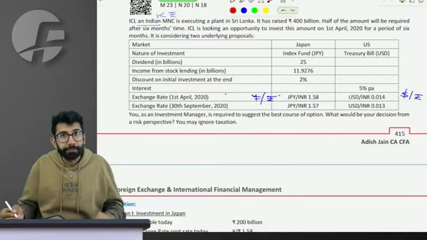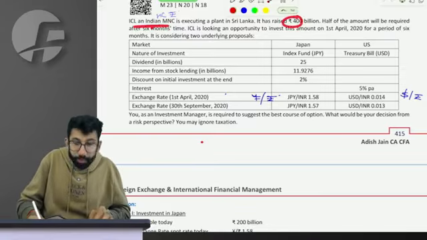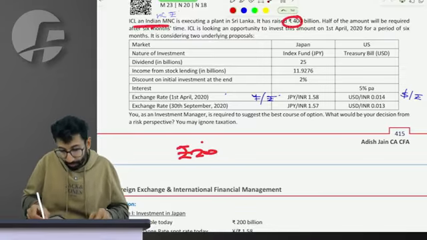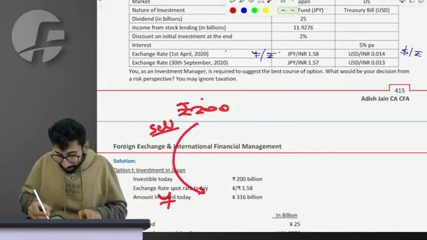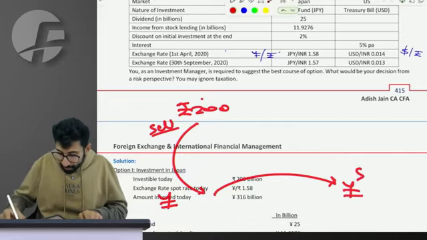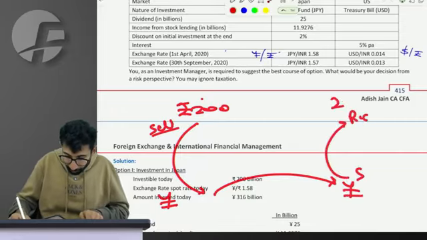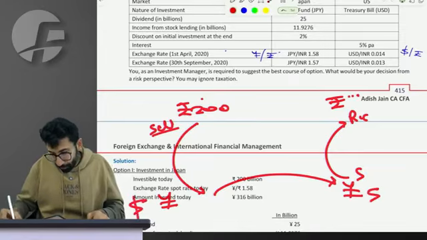So let's get started. Sir, I am an Indian company. I have excess fund available in rupee. So I have rupee 200. Option 1: sell this rupee to buy yen, invest yen and redeem yen, and sell this yen to receive back rupee. That is option 1. And then do the same thing with the help of dollar.